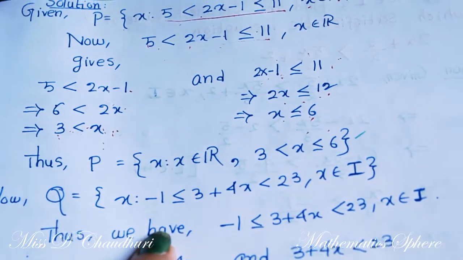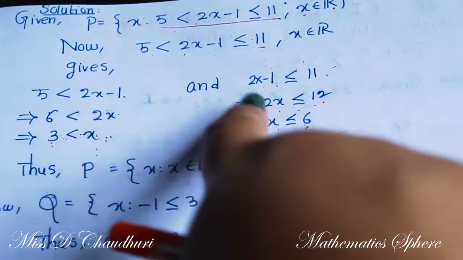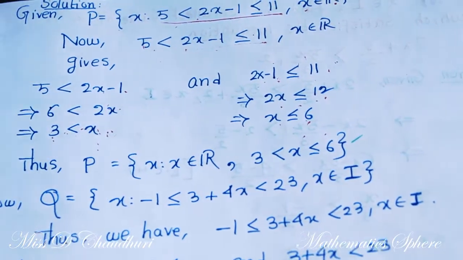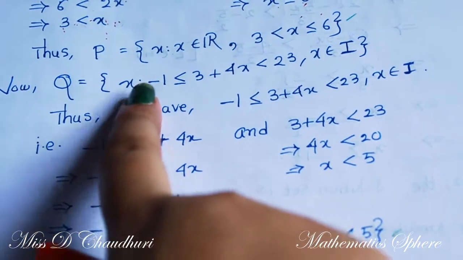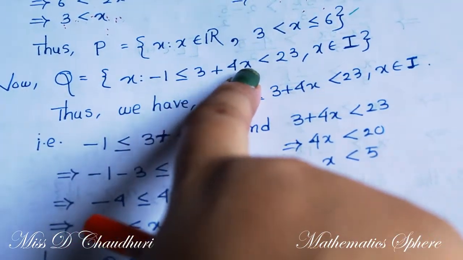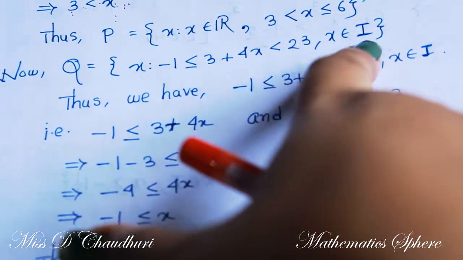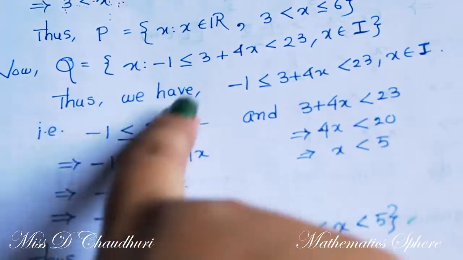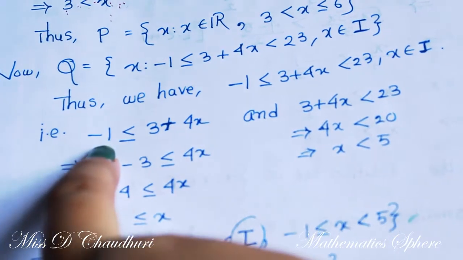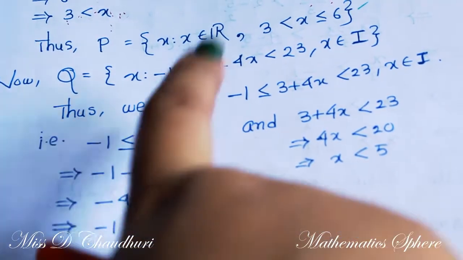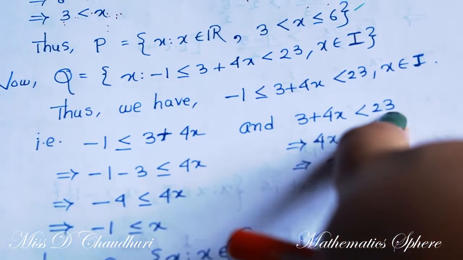Now you come to Q. In the same way as you solved P, you are going to solve for Q. Q is given as x such that minus 1 less than or equal to 3 plus 4x less than 23, where x belongs to I. The difference is that x is an integer here. So we have two inequalities. One is minus 1 less than or equal to 3 plus 4x and another one is 3 plus 4x less than 23.